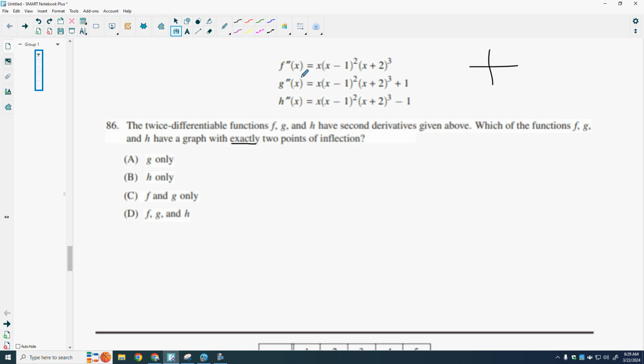Second derivative 0, and it switches signs. So at x equals 0, this graph right here is going to come down. What do we got? -2, 1, 0. These are my possible points of inflection. This is where it's equal to 0, at 0, 1, and -2.